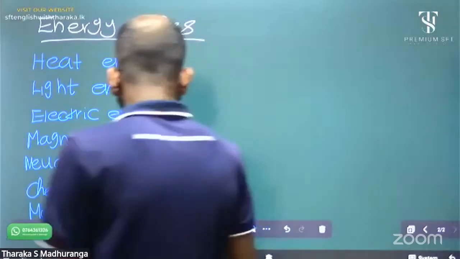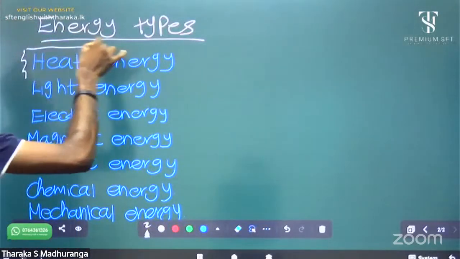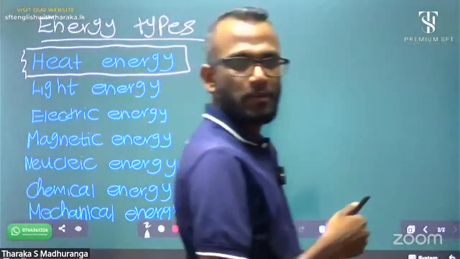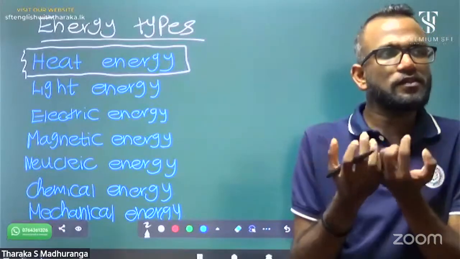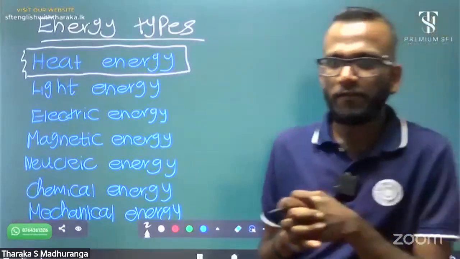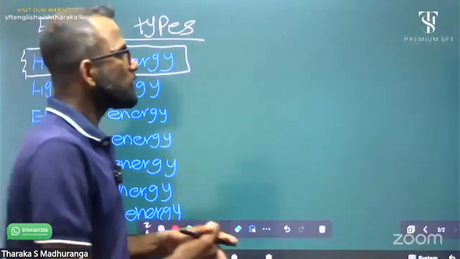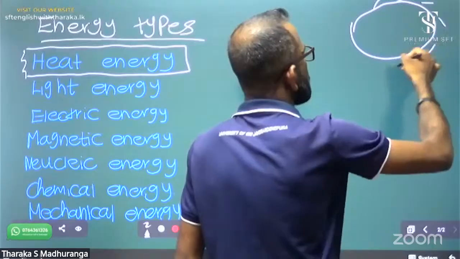Among them, if I tell the main energy type, it is heat. Why? What is the main energy source of our earth? Sun. Yes, the sun is the main energy source.